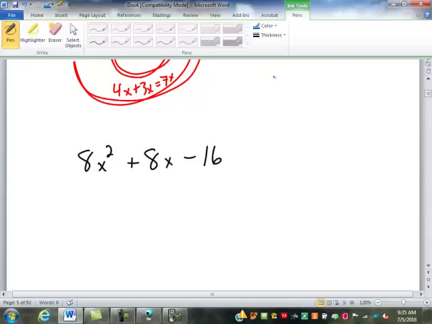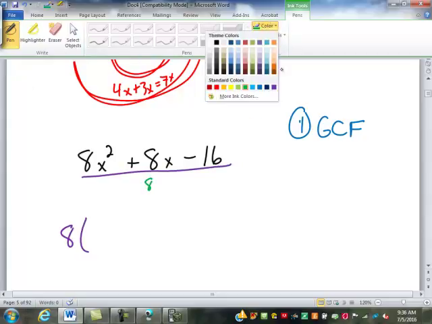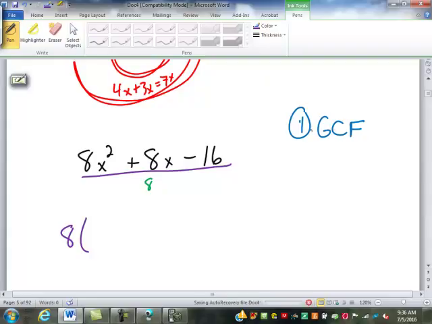How about here? What's the first thing I see? Yeah, step one is always look for greatest common factor. Is there a greatest common factor here? Eight. 8, 8, and 16 can all be divided by 8. So if I divide by 8, what's left over? What's 8 divided by 8?